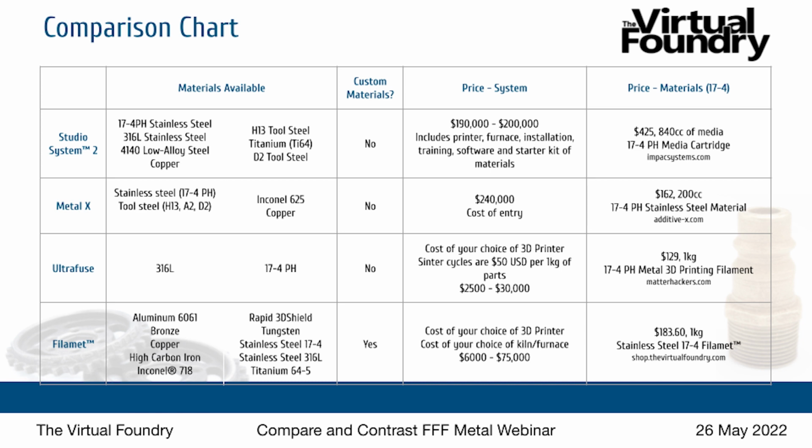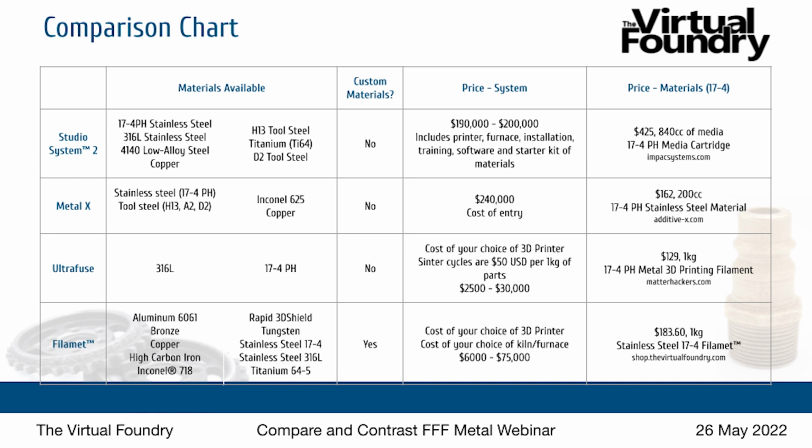And with the Virtual Foundry's Filamet, again, the 3D printer is open, so it's the cost of your choice of 3D printer. The debind and sinter process is open as well, so it's the cost of your choice of kiln or furnace. The Virtual Foundry does also have a sintering furnace available. So if you looked at the equipment that we make available in our store, along with a starter kit to get you going with copper, for example, you're looking at an initial investment of about $6,000, but really you could spend whatever you wanted based on the 3D printer that you choose and the kiln or furnace that you choose.